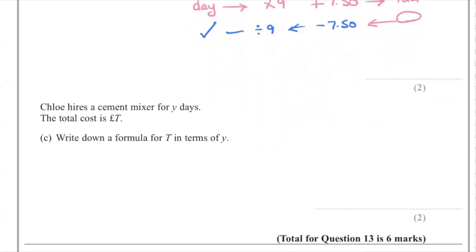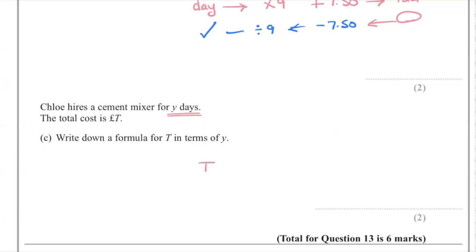Chloe hires the cement mixer for Y days. What they've done there is they've just tried to give you a letter to represent your days. And the total cost is T. You've got to write down a formula for T in terms of Y. Now, these questions are really off-putting. There's lots of language, there's lots of letters. Often we don't like that. So we're just literally going to follow through with all the knowledge we've got from the first part.